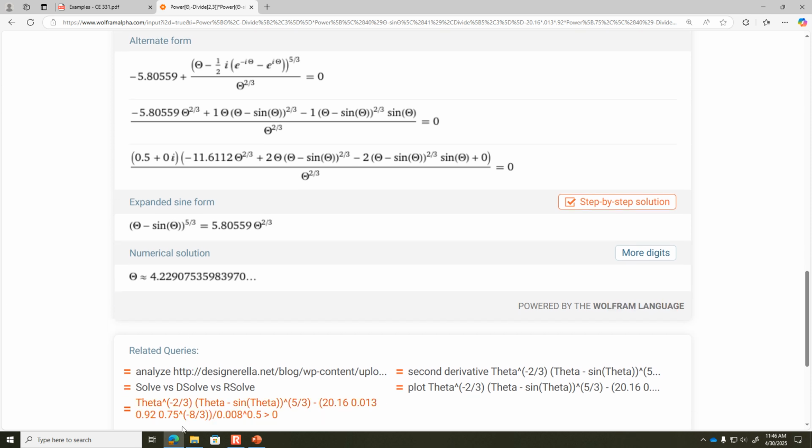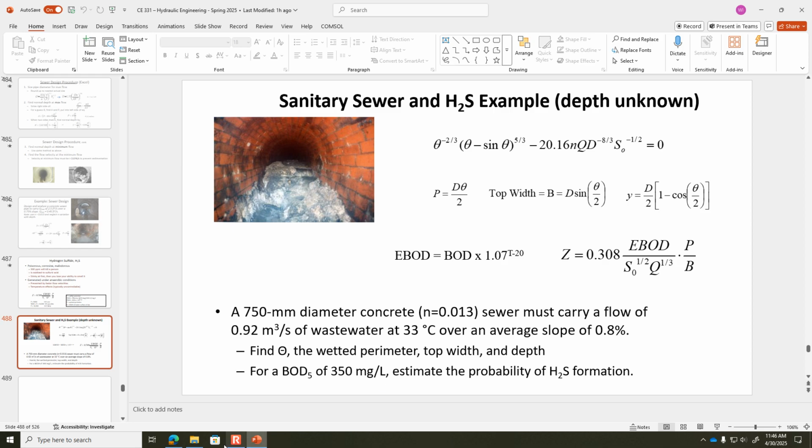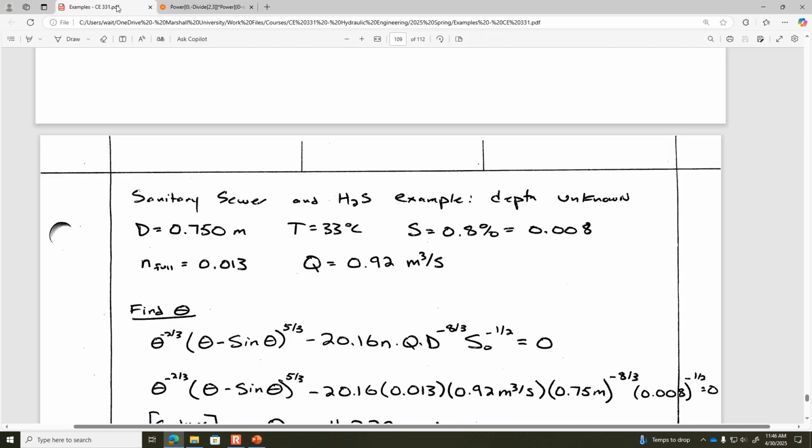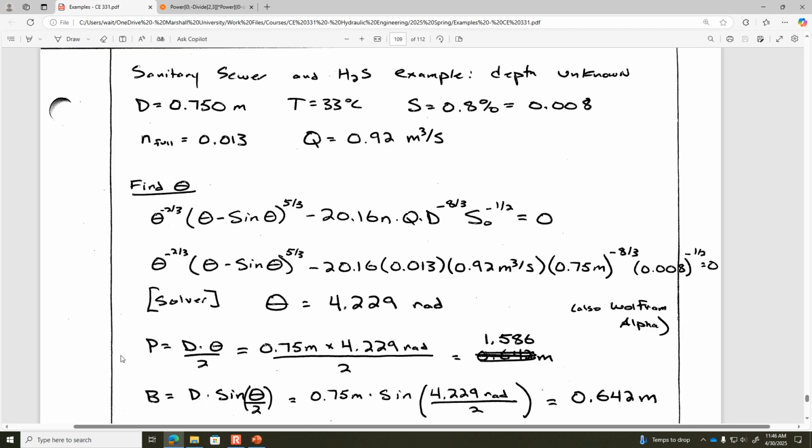So once we get the angle, let me show you the rest of what we're doing here. Knowing the angle allows us to find the wetted perimeter. The wetted perimeter is diameter times the angle divided by 2. Now radians is a weird unit. It's actually unitless. Radians isn't really a unit. The wetted perimeter should have units of length. So 0.75 meters times 4.229 radians divided by 2 is just 1.586 meters. It's not meter radians, it's just meters.